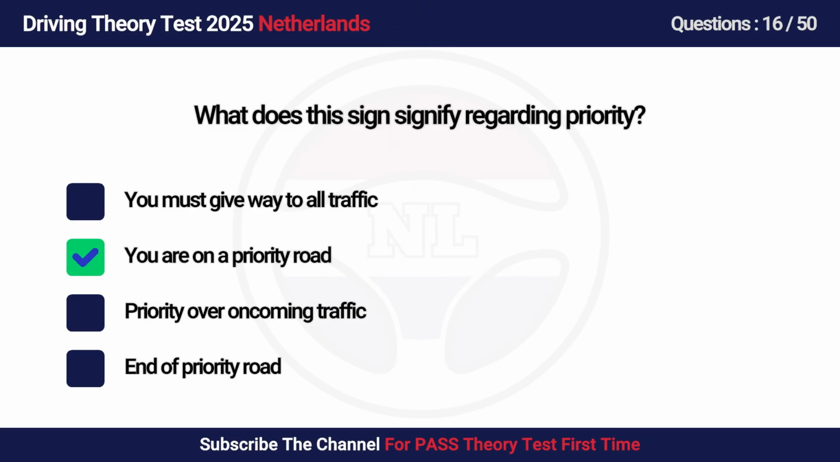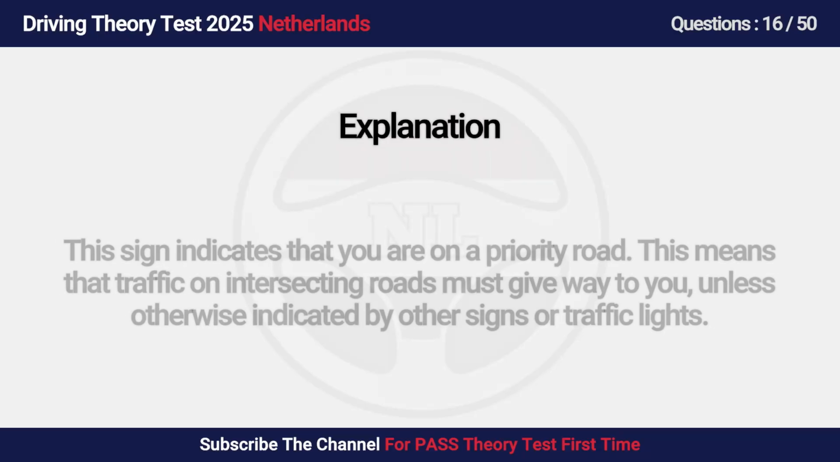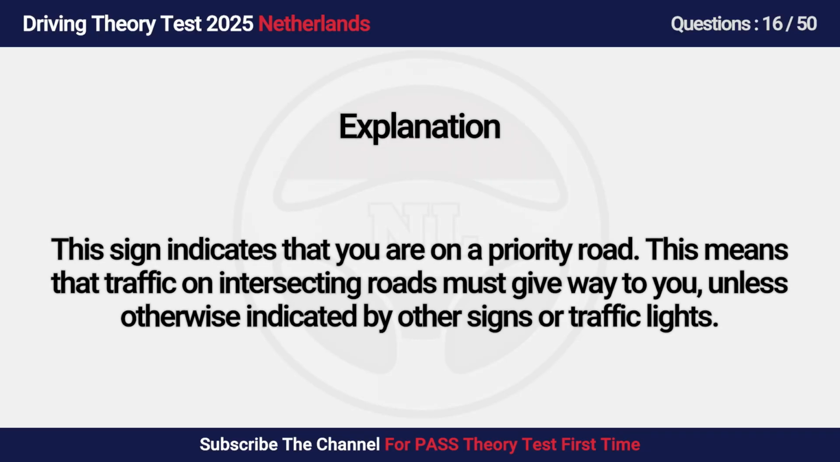Answer is B. You are on a priority road. This sign indicates that you are on a priority road. This means that traffic on intersecting roads must give way to you, unless otherwise indicated by other signs or traffic lights.